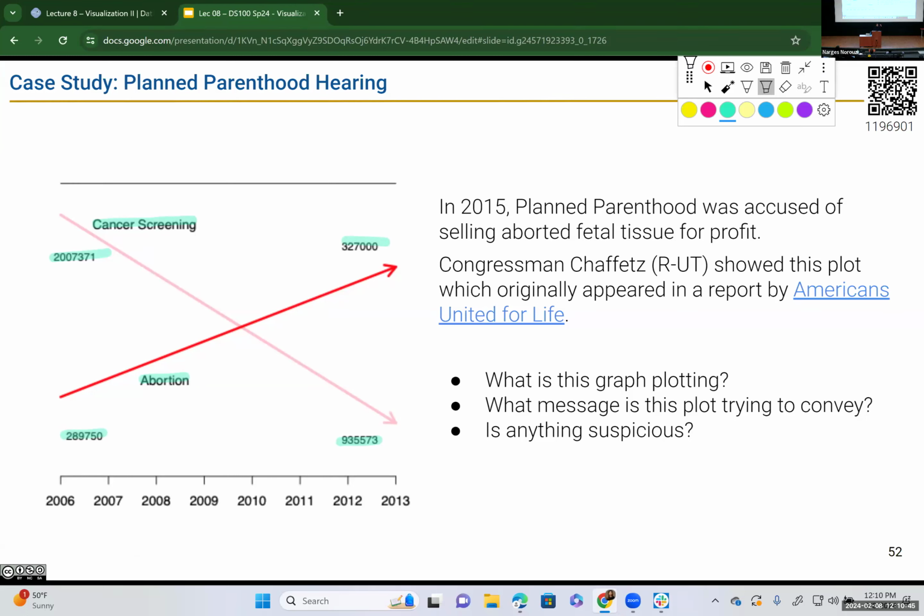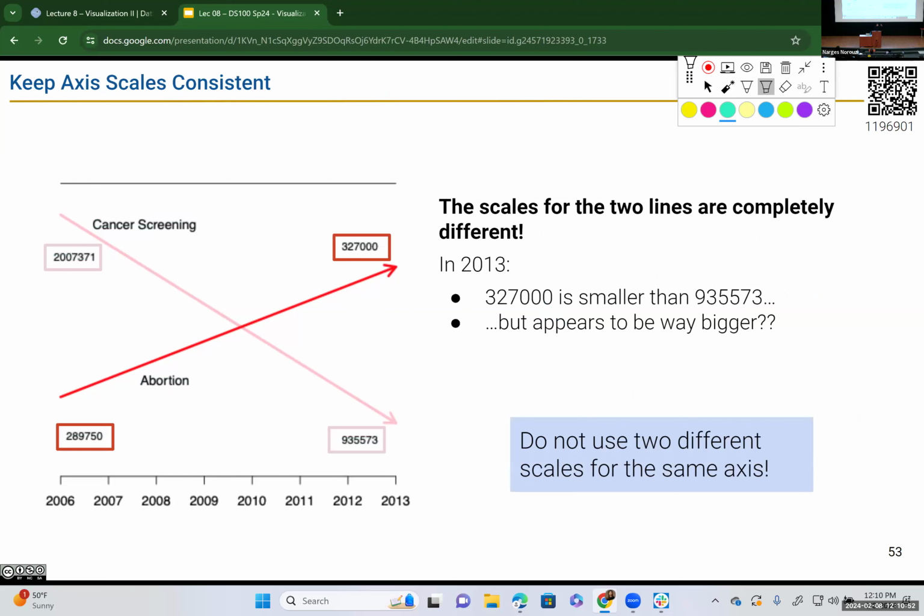The way this plot is not an honest or ethical plot is that they put those two lines on different axes. So although this value right here is way smaller than this value right here, and in the other case the 2 million was higher than the 289,000 cases, they used a different scale at the beginning and at the end, so those values are now changing.